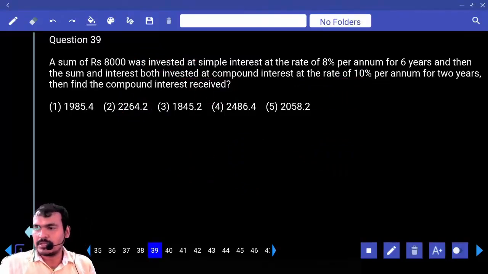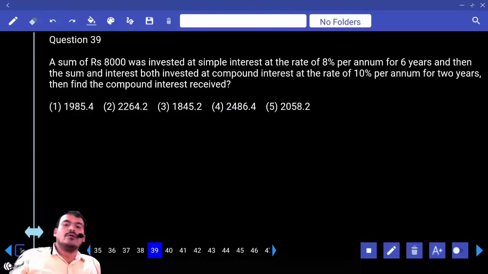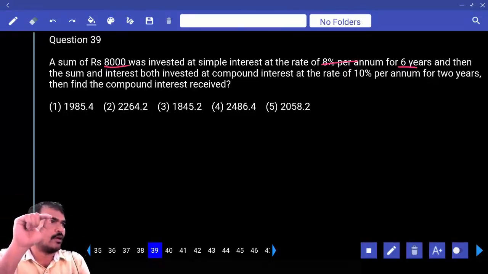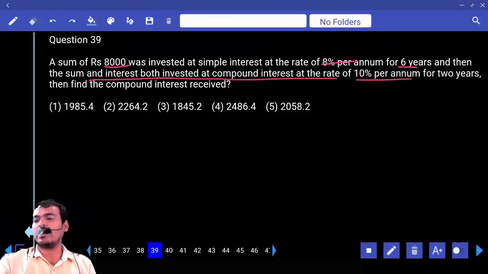Next, question 39. A sum of 8,000 was invested at simple interest at the rate of 8% per annum for 6 years, and then the sum and interest both are invested at compound interest at the rate of 10% per annum for 2 years. In the first case the rate is 8% for 6 years, so simple interest is 48% of 8,000.